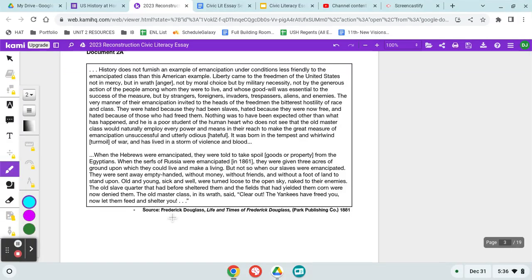So if I was reading document 2A and I was thinking about other abolitionists, great, that's outside information I could use. I could also think about opponents of abolition and counters or efforts against abolition from before in history. And I could use that as outside information too.